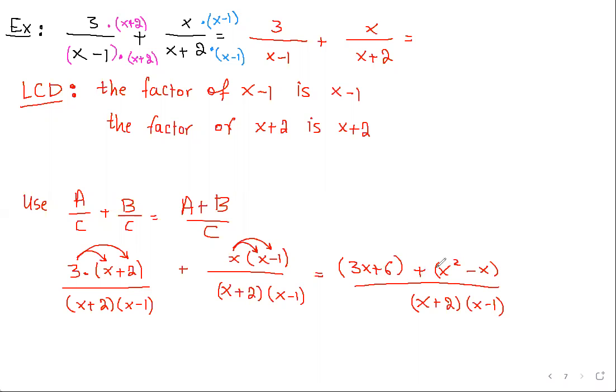Now I sum the like terms, between the variables, sorry. So they give me x squared, 3x minus x is plus 2x, and plus 6, over the denominator x plus 2 times x minus 1. That's it. Next time I'm going to go over this example again, and I will explain it more.